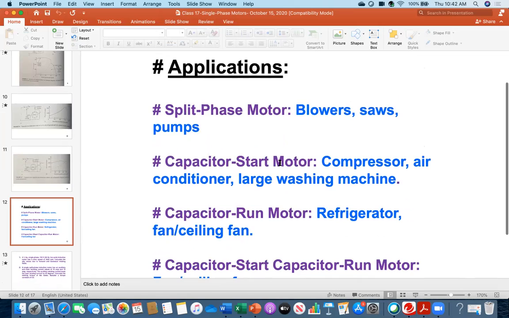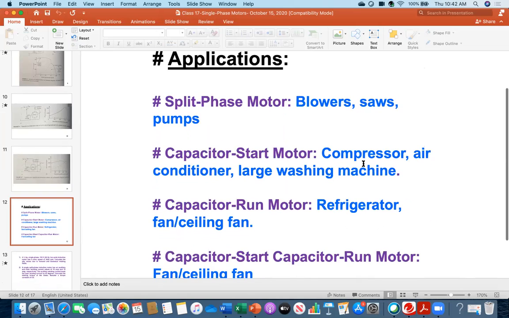Then capacitor start motor in compressor, air conditioner, large washing machine. You know that because a large washing machine should have very high starting torque. So to gain the high starting torque, you need the capacitor start motor, because that will increase the starting torque much higher. I am showing you the picture. It depends on the application.